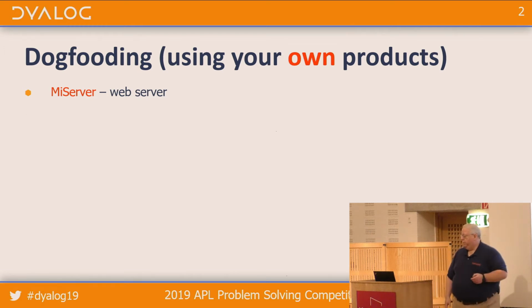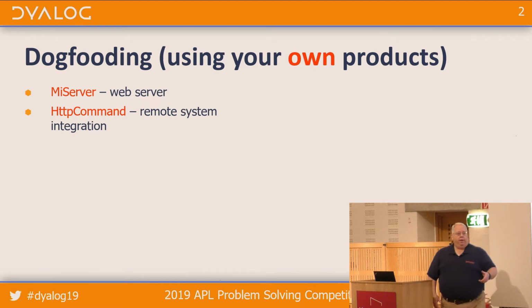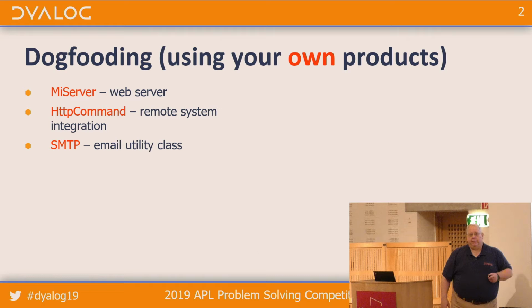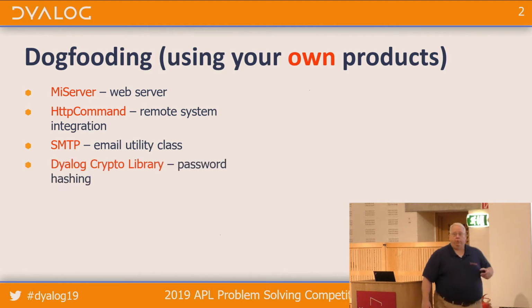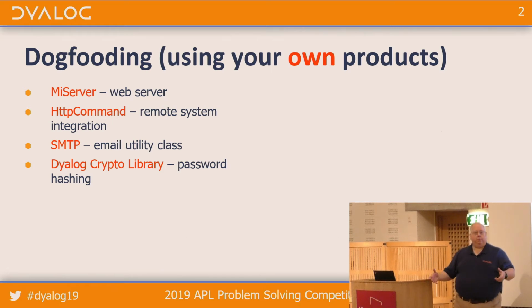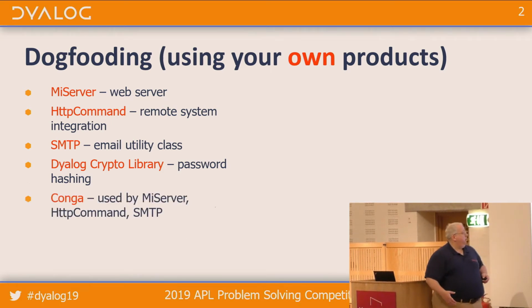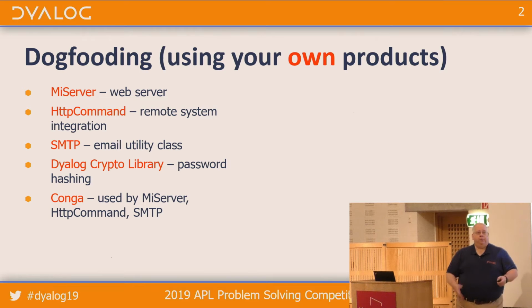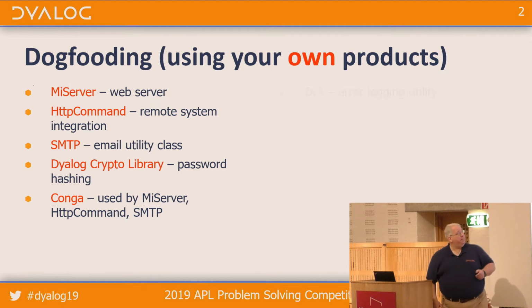So we used MiServer. We used HttpCommand for remote service integration. We used a new class I wrote called SMTP that allows you to send emails from APL easily. We used the Dyalog crypto library so that we could store hashed passwords in the database. Almost all of these, MiServer, HttpCommand, and SMTP, use Conga. So Bjorn is critical to having this stuff run.